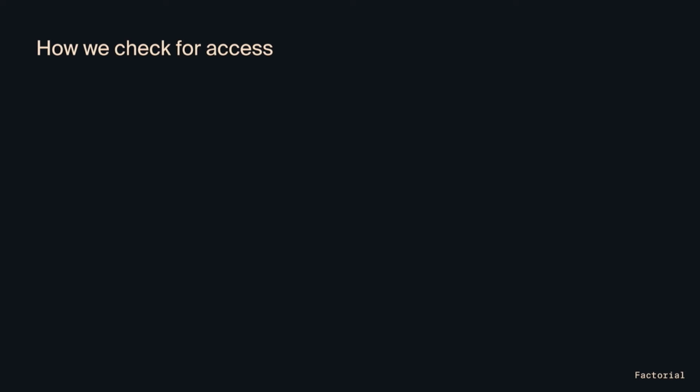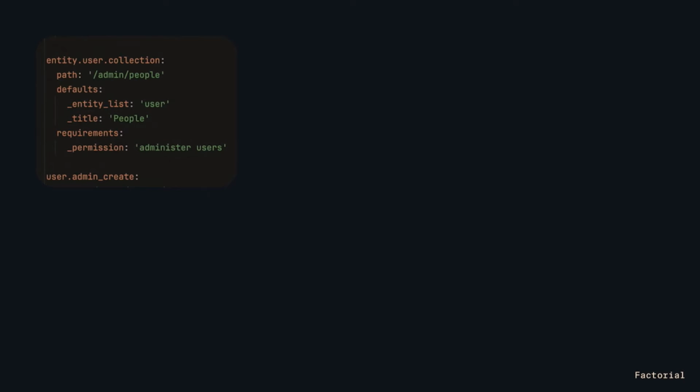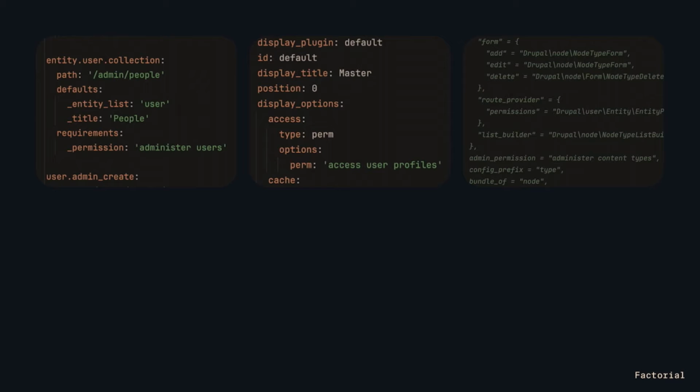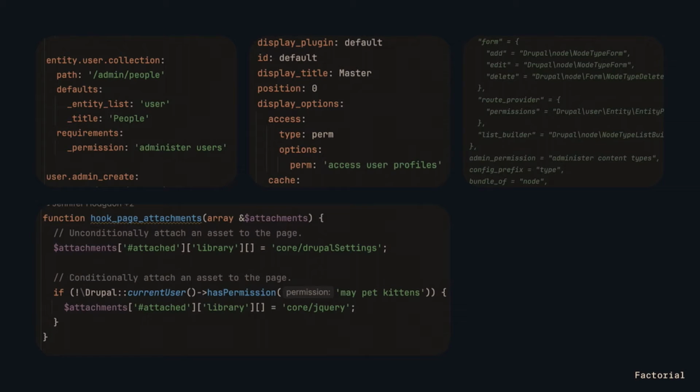So how we check for access, like how you perhaps, if you haven't read up on the access policy API yet, how you perhaps visualize that, is that we check access in core, for instance, on a route, we have this permission check. And on a view, we have this permission plugin. And then in an annotation for an entity type, perhaps. Or just in your own code, you do this like user has permission. And we have many more of those.